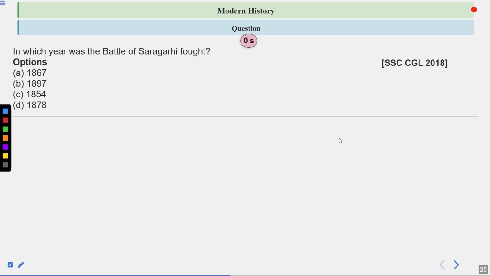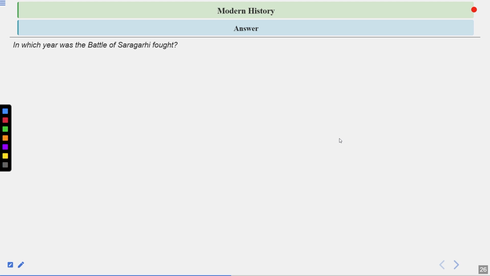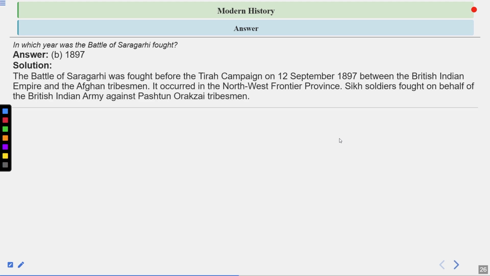Time's up. The correct answer is B, 1897. Solution. The Battle of Saragarhi was fought before the Tirah campaign on 12th September 1897 between the British East Indian Empire and the Afghan tribesmen. It occurred in the Northwest Frontier Province. The Sikh soldiers fought on behalf of the British Indian Army against the Pashtun Orakzai tribesmen.